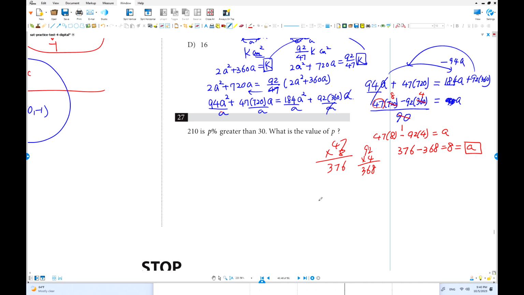So the next one: 30, 210 is P percent greater. That is the percent increase. What is the value of P? P percent greater from here. From 30 to 210, how much is the increase? 180, right? So this increase of 180, you divide by 30 and multiply by 100, that is the percent increase. How much is this? This is 1, this is 6. Yeah, that's a 600% increase. Actually, 6 times increase. But we're asked for percent, so 600 is the answer.